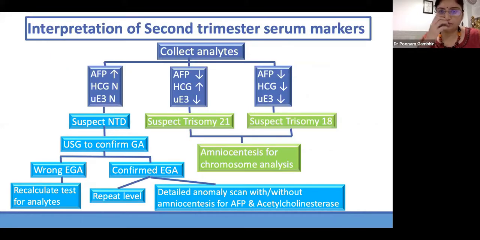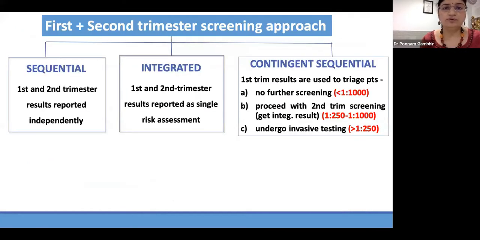The interpretation of a quadruple or triple report: if all the chemicals are in the low MoM range, we suspect trisomy 18. If hCG is high and the other two are low, we suspect trisomy 21, and accordingly we offer further testing of amnio and chromosomal analysis. If isolated AFP is raised and we suspect NTD, first confirm the gestational age. If it is correctly taken into the report, then go for a detailed level 2 scan to rule out a neural tube defect.